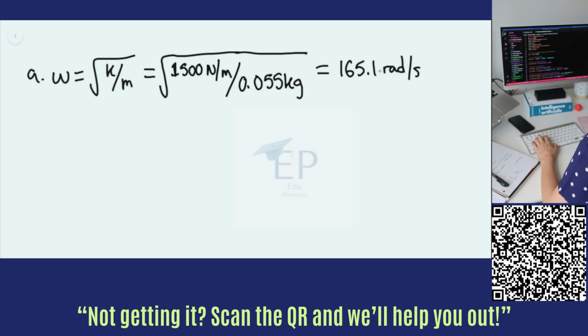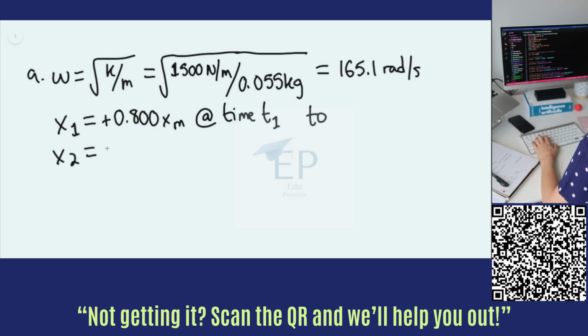Now, we are going to consider the most direct approach for each part. So for part A, we're going from x sub 1 equaling plus 0.800 times the amplitude, or the maximum displacement, at time t sub 1, and then x sub 2 equaling plus 0.600 times the amplitude at time t sub 2.